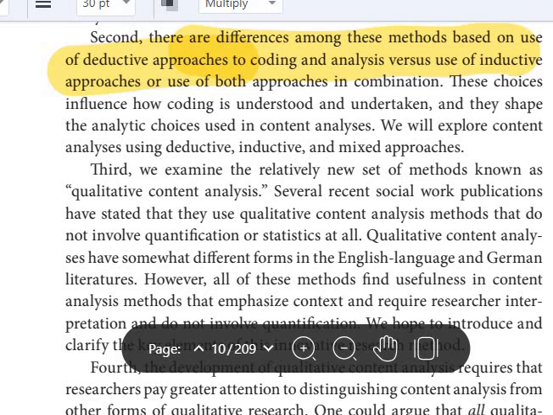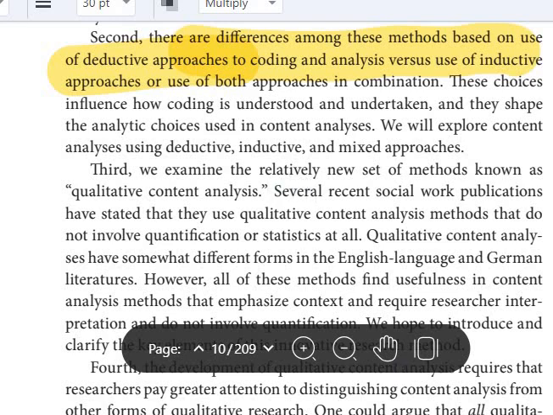We're mainly discussing here the first and the second. However, for the third, we will provide a general view. For the third one, we won't use it. So we will explore these three, as these researchers say, the deductive and the inductive and the mixed approaches. In this book also, they will examine the relatively new set of methods known as qualitative content analysis.